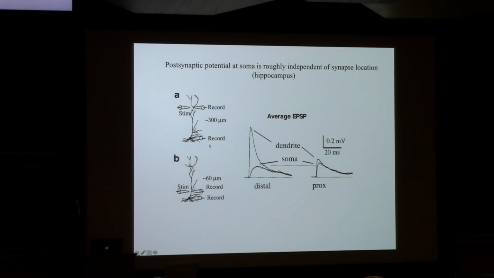But somehow, the synaptic current far away is compensated. Somehow it's boosted. As shown here, the average postsynaptic potential, if the synapse is very far away, is actually larger. When the synapse is close to the cell body, its current is lower.